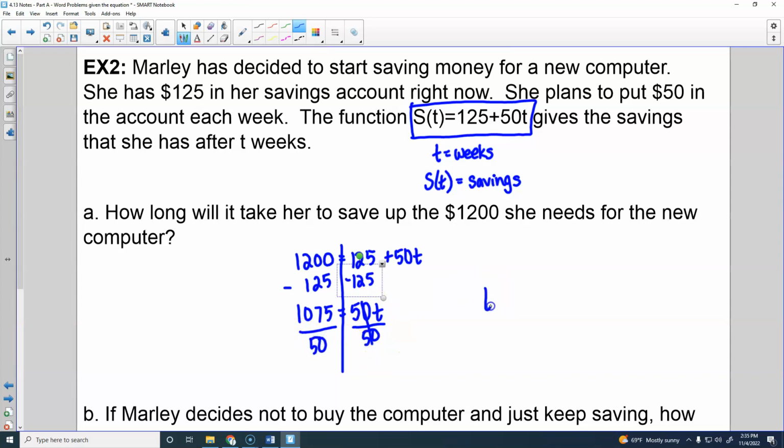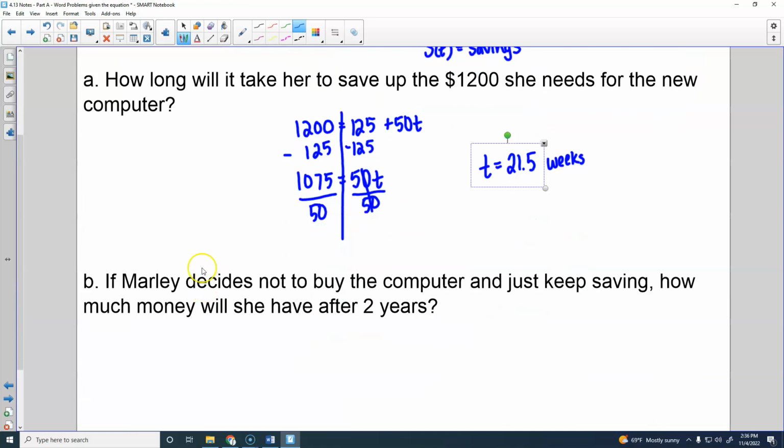And somebody do that one for me. What is that? 21.5 weeks. So basically about a 22nd week, right? If she's just doing a deposit once. And she'll have a little bit left over. Yeah, maybe she can get her a little case. She's going to have like 25 extra bucks at 22 weeks.